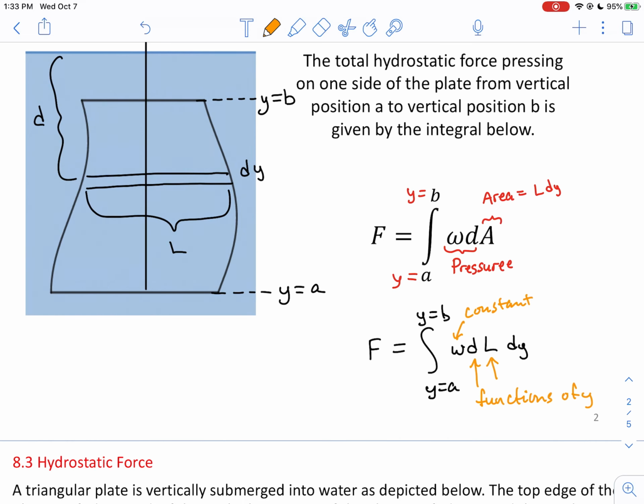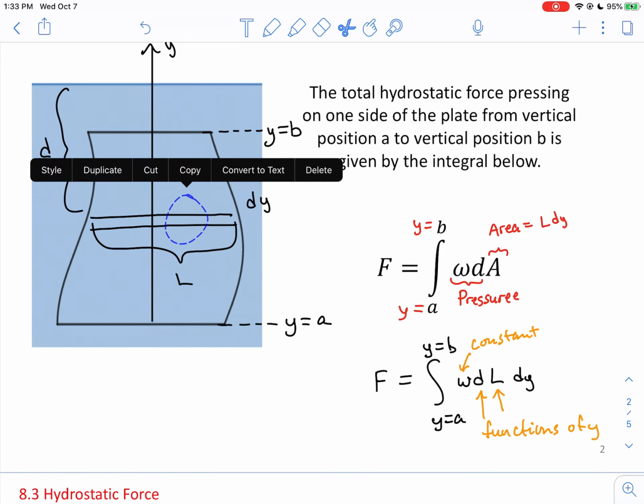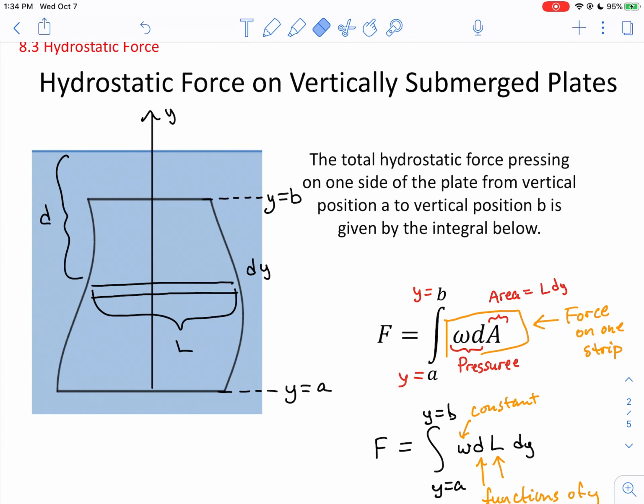The reason I'm calling d and L functions of y is as you imagine different strips, starting at the bottom strip, then going up to the top, the length of the strip is clearly going to change, but then so will this value here, because not all the strips are at the same depth. When you multiply the omega times the d times the a, all of that is the force on one strip. And then you do the integral right here, and that adds them all up, and you get the total force on the plate, which is what we're after. And so answers here will be in units of force, which will be either pounds or newtons, depending on which system we're working with, metric or US.